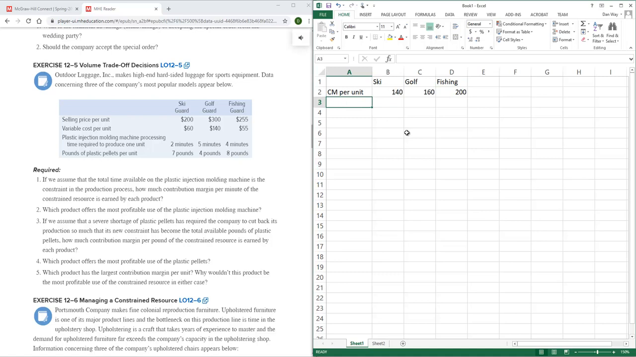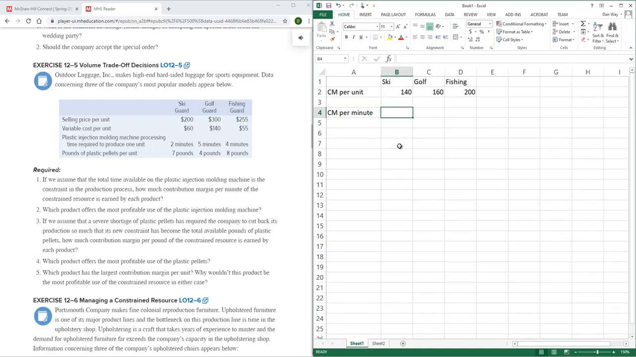Part 1 said assume that the time on the plastic injection molding machine is the constraint. So we're going to be first looking for CM per minute in terms of its use of that resource. So the ski guard has CM of $140 per unit, so per suitcase, but it takes 2 minutes of processing time on that machine. So we're just saying the $140 per unit divided by 2 minutes means contribution margin of $70 per minute for every minute we spend processing that particular product.